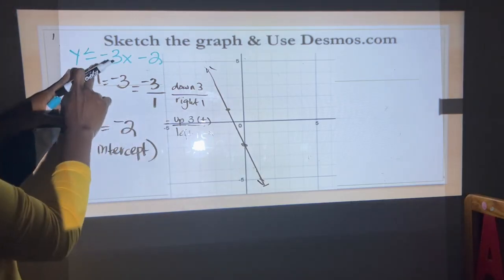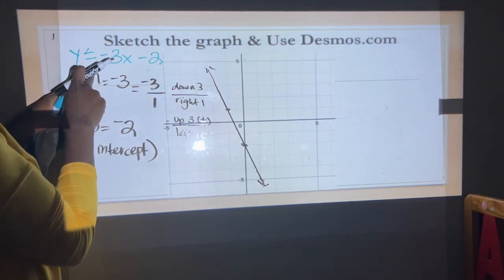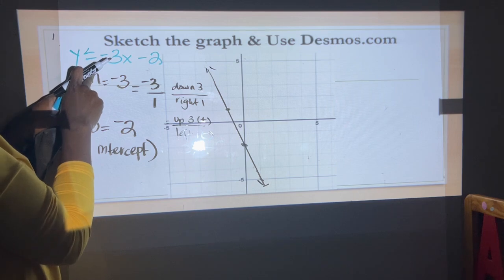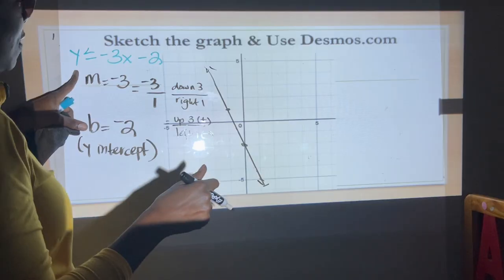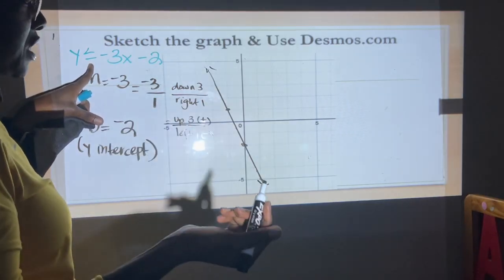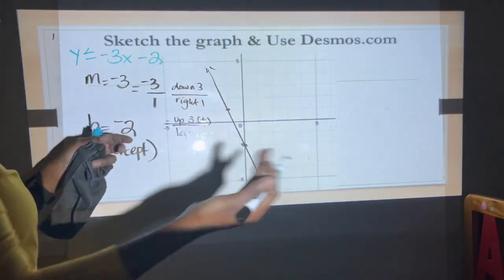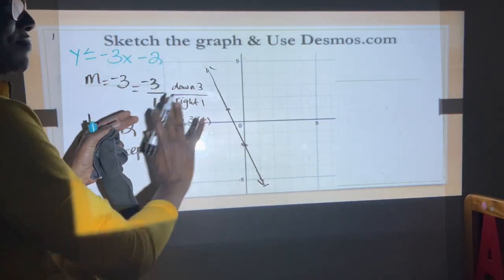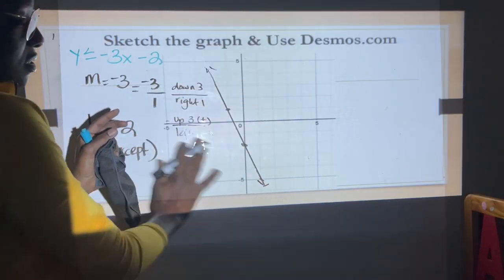Now, based upon this symbol, should this be a dotted line or should that be a solid line? It should be a solid line, and hopefully that's what you said, because of the equal to, less than or equal to. Now the question is, do I shade left? Do I shade right? Up, down. Some people say up, down. When the line is like this, to me it looks like left. I don't know which one is up and which one is down. This is the left shade.